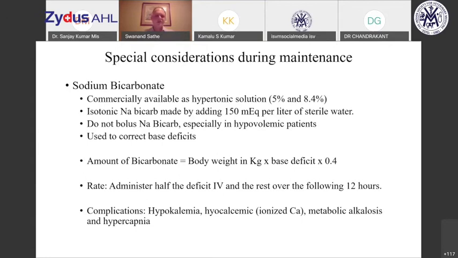to correct base deficits. So if you want to calculate how much bicarbonate to supplement a foal, you can do that by multiplying the body weight in kilograms by the base deficit on your blood gas analysis and multiplying that by 0.4. The amount that you get in milliequivalents of sodium bicarbonate can be given, half of that amount can be given IV, and the rest of that amount can be given over the period of 12 hours to correct your base deficit. So complications of sodium bicarbonate are hypokalemia, hypocalcemia, especially that of ionized calcium, metabolic alkalosis, and hypernatremia.